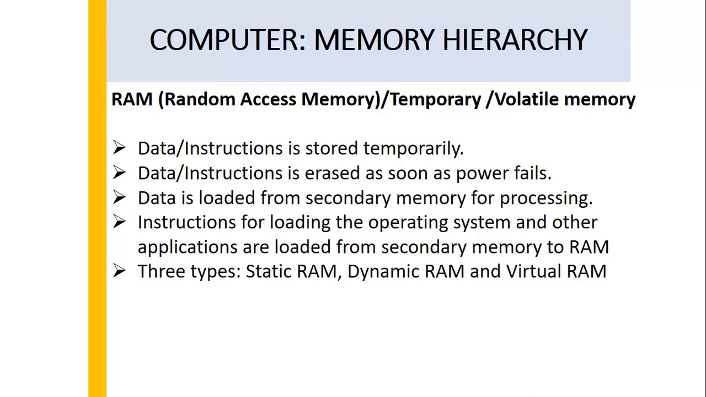Data is loaded from the secondary memory for processing. Now, secondary memory, or the auxiliary memory or the permanent memory, is not directly accessed by the CPU. Never. The CPU is never going to take data directly from your hard disk. It will request the data, and primary memory is going to get that data from secondary memory to itself. So the CPU is going to access that data from RAM only. Instructions for loading the operating system and other applications are loaded from secondary memory to RAM, and then the CPU accesses them from the RAM. There are three types of RAM: static, dynamic and virtual.